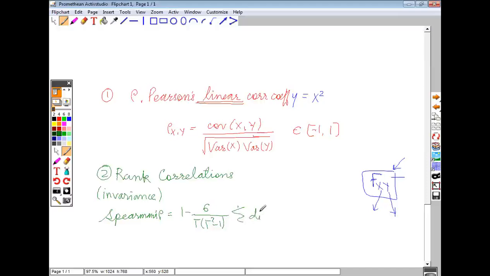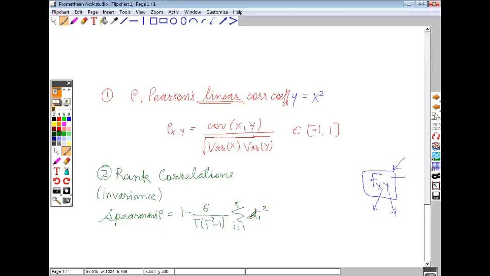And then you sum up for di squared, where i goes from 1 to t. Now, what is t here? T is the number of observations that you see, so it will be the pair of observations here. And di will be the difference in the rank for the ith observation.